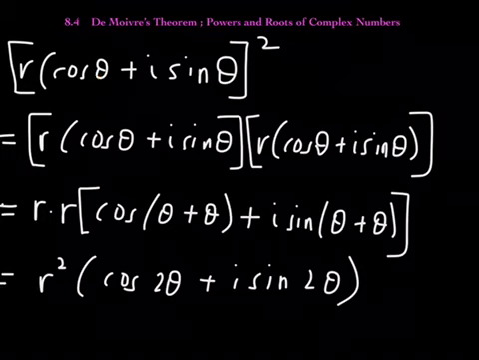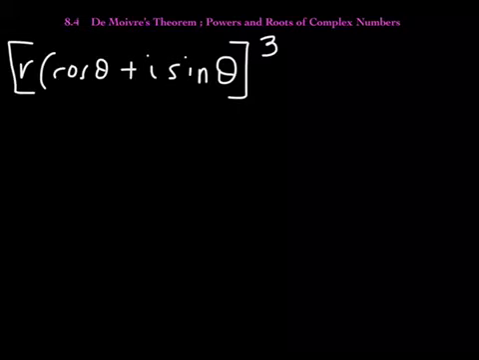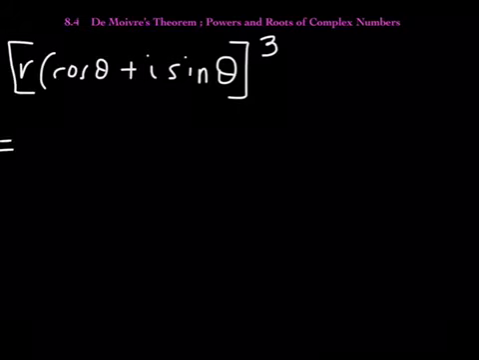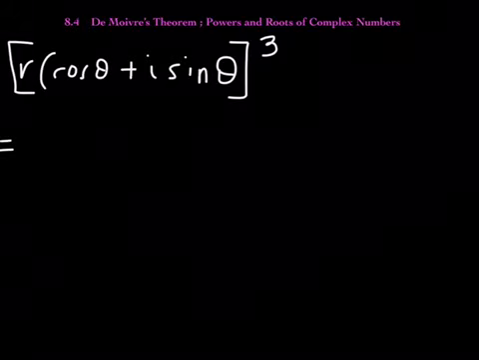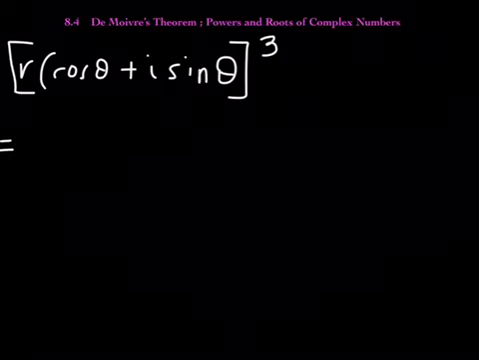That seems pretty simple. Let's take a complex number now and raise it to the power of 3. And notice the pattern. If you raise it to the power of 3, that would mean r cosine theta plus i sine theta times r cos theta plus i sine theta times r cos theta plus i sine theta, right? So 3 times.